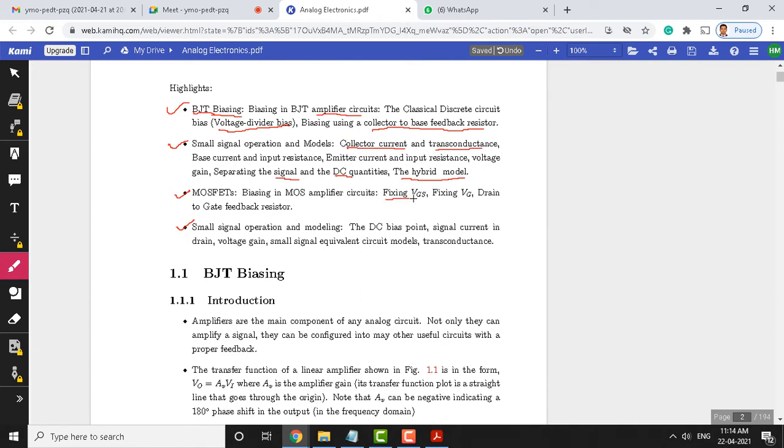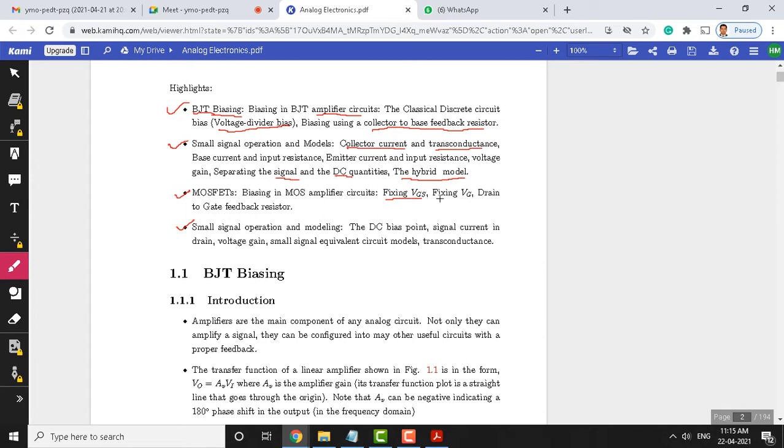Fixing VGS: we will see by fixing the gate to source voltage how we can maintain constant output current. Once we discuss this with the voltages and currents, we will see whether this can be used as a bias circuit in the amplifier or not. We will see that after discussing the merits and demerits of this fixed VGS, gate to source voltage.